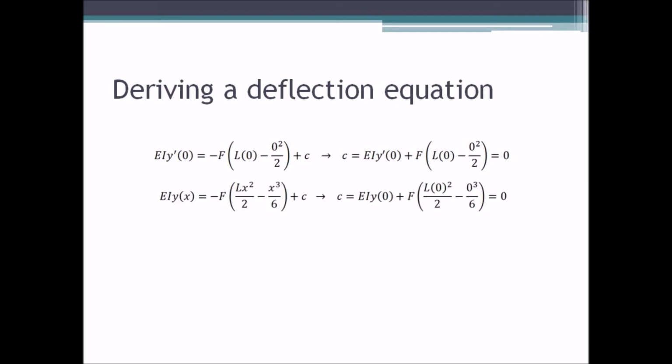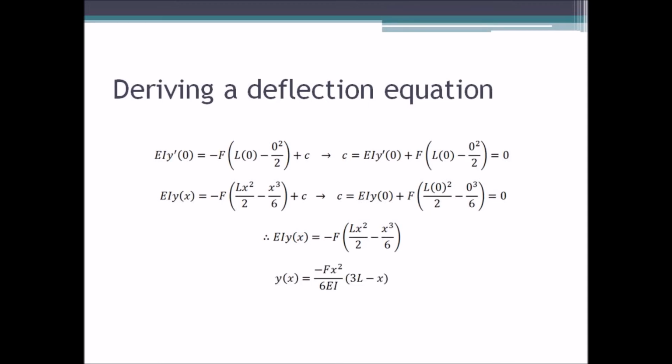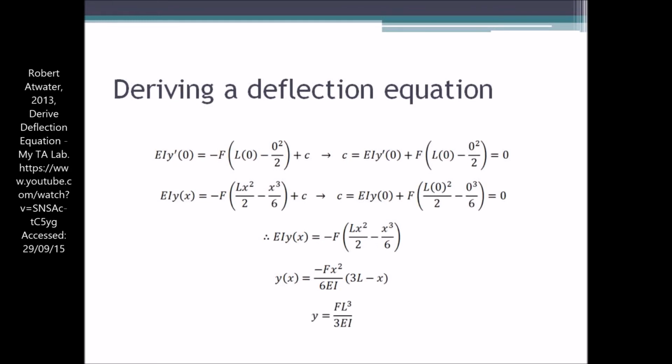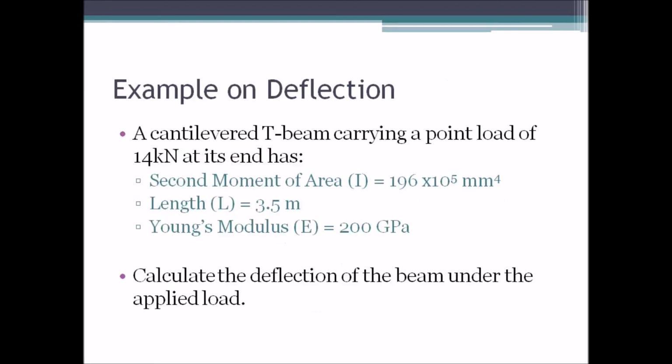After integrating a second time and showing that c is equal to 0 again, we can find our final equation for deflection by rearranging. We can simplify this by factoring an x squared out. However, since our point load is at the end, x is equal to L. So we can simplify our equation even further to force times length cubed divided by 3 times Young's modulus times second moment of area. In our example, we have a cantilevered T-beam.